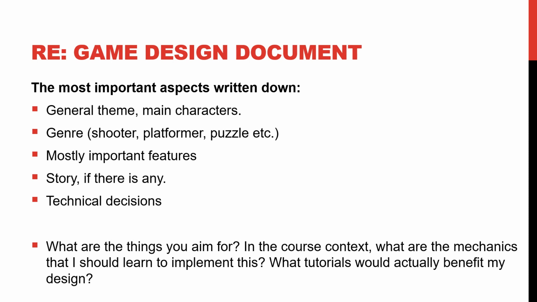you need to write down these aspects: the general theme, the main characters, what the genre of your game will be. What are the important features? Do you have a story? If you have, what is it? And if you want to try something very strange or very challenging, what sort of technical decisions do you have? For example, do you want to control the game only by camera or by shaking the phone, or whatever you are doing?